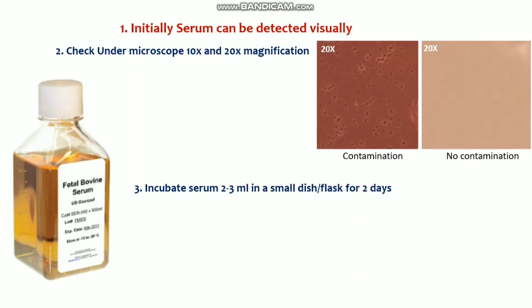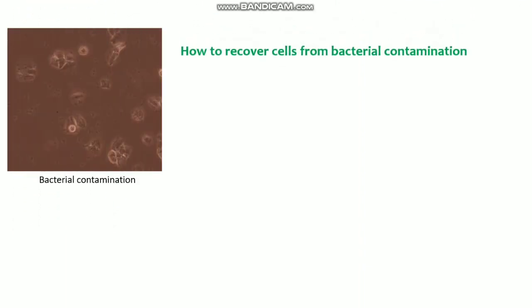Alright. Next, I will talk about how to recover cells from bacterial contamination. As you see in this figure, there is some bacterial contamination. If you look at the background, you see a noisy background, and these are the bacteria. This is at 20x magnification under the microscope.